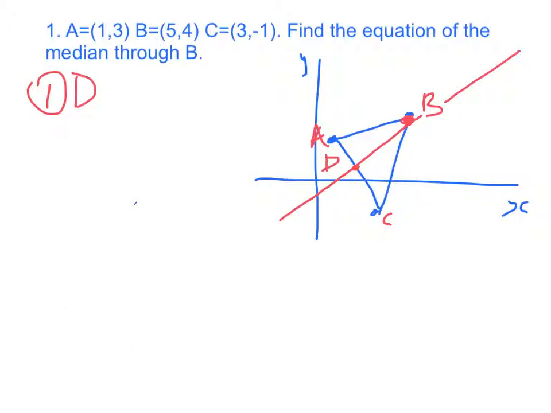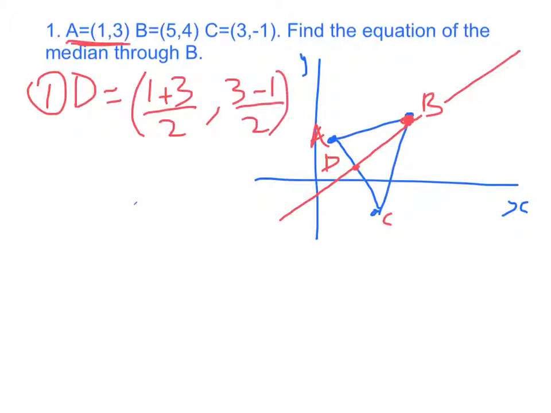So D is equal to (1 plus 3) over 2, and (3 minus 1) divided by 2. Right, so notice I'm taking the A and the C coordinates. There's no B anywhere in there. Don't go putting down B by mistake. So 4 over 2 is 2, 2 over 2 is 1.